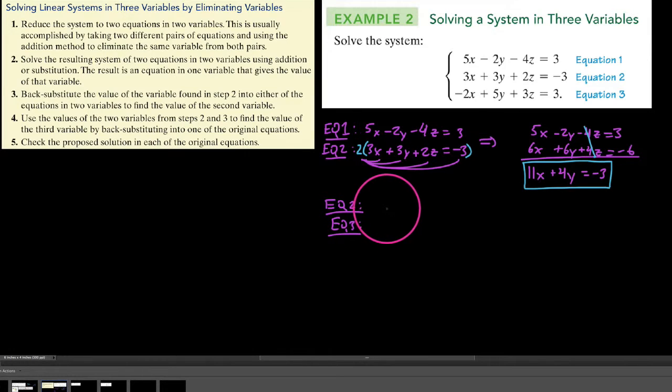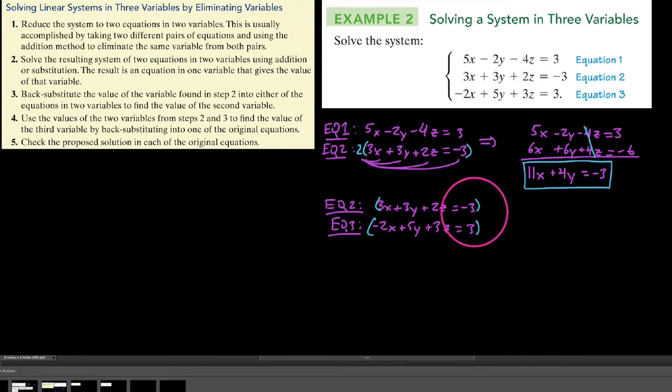Annoying, but we're going to write these equations down. We say 3x plus 3y plus 2z is equal to negative 3. And then our third equation here was negative 2x plus 5y plus 3z, and this is equal to 3. Essentially, we want to cancel out our z's again. But this time you notice we're going to have to take both equations times a scaling factor. So we're going to take the top equation times a 3, and the bottom equation I'm going to take times a negative 2 so that this becomes a negative 6z.